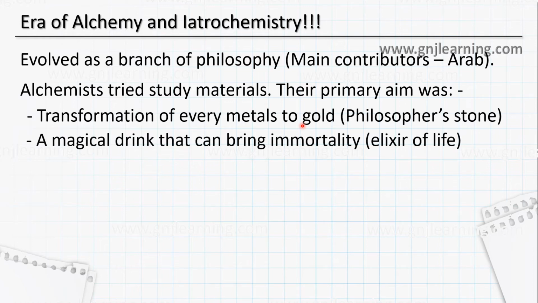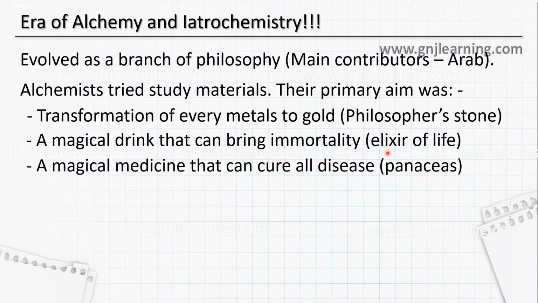And the next one was very interesting: they were also forced to find a magical drink that can bring immortality, because all these people, the king or the people surrounding him, were leading a luxurious life, so they didn't want death. They always wanted to stay youthful. So they were looking for a magical drink that can bring immortality, or we can call it the elixir of life. Immortality means a permanent life situation, you will never die. And another thing, a magical medicine that can cure all diseases. During those days medicine wasn't that advanced.